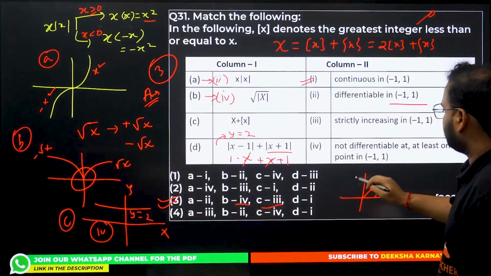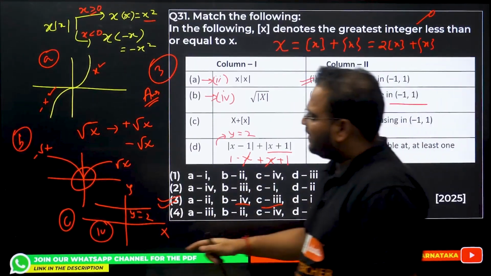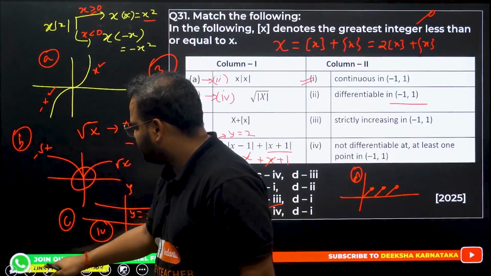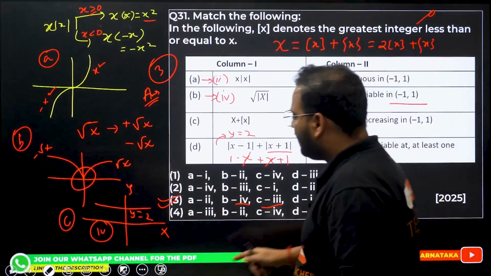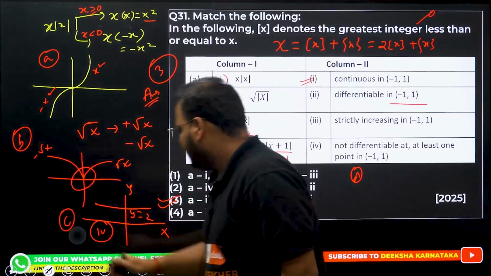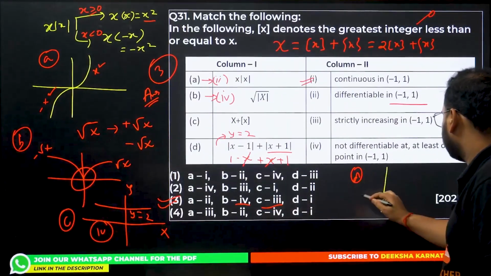Explained to you, this is not the graph of D part. D part graph is going to be something different. It will not be like this actually. This is just the graph of fractional part. The D part graph will look like this actually.